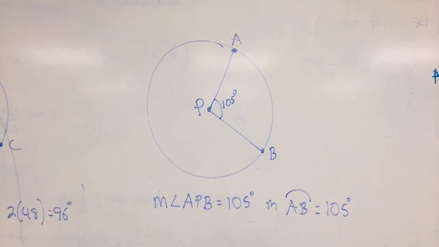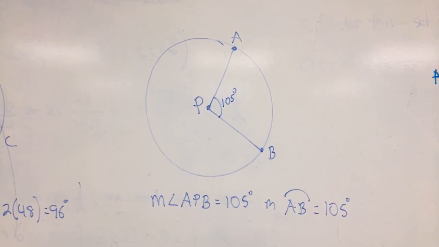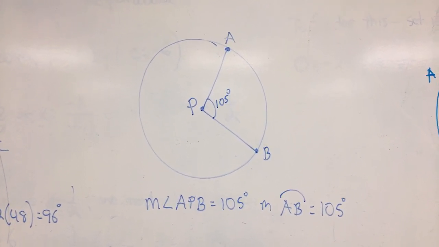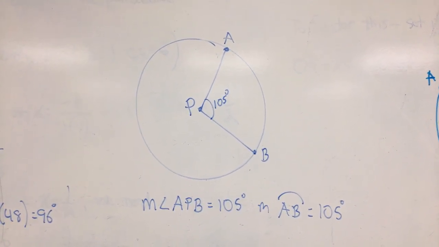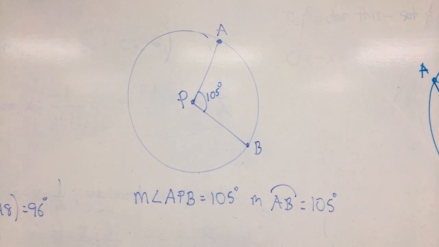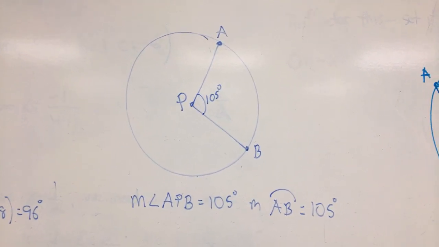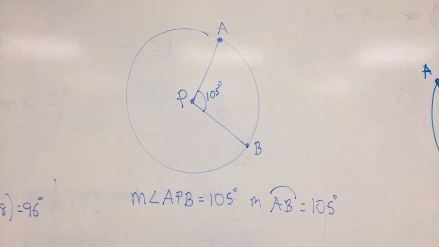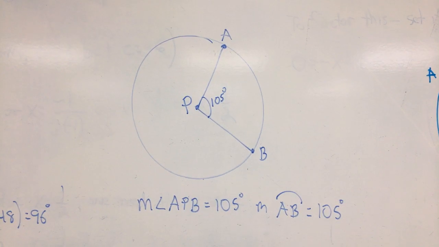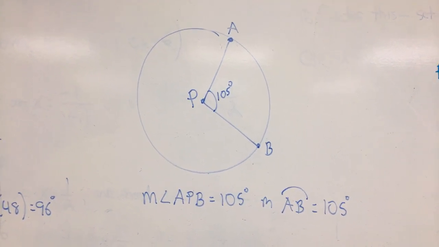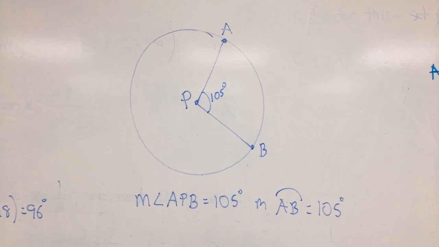All right, and then we move to the concept of a central angle. Now notice the central angle means that the angle starts at the center and has 2 radii and cruises out there and hits the circle at points A and B. Now this says that the measure of the central angle is equal to the measure of the intersected arc, or the intersected arc is equal to the measure of the central angle. So in our case, the measure of angle APB is equal to 105 degrees, so therefore the measure of arc AB is 105 degrees.